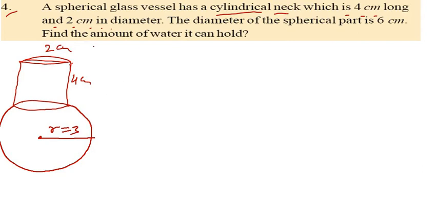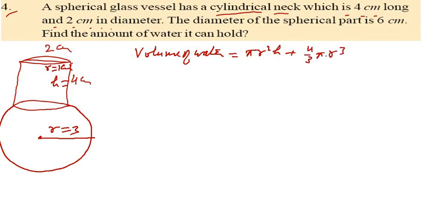Now find out the volume of water which can be held in this. So first of all, once again, the neck is 4 centimeter long and 2 centimeter diameter. So it is the diameter, so you can find the radius. Radius is 1 centimeter. And this radius is 3 centimeter and height is 4 centimeters. So volume of water is equal to volume of cylinder, that is pi r square h, and volume of sphere, that is 4/3 pi r cube. So it is r1, it is r2.